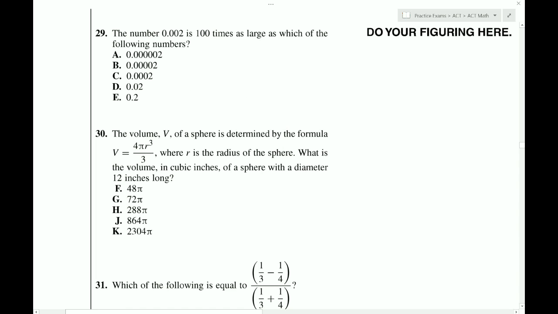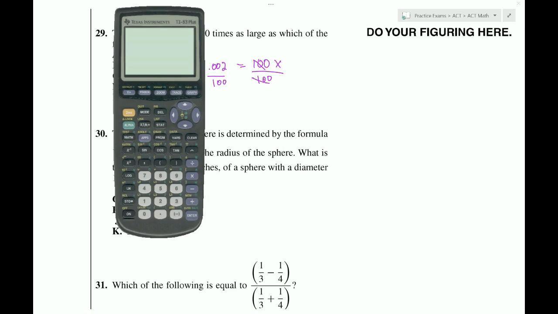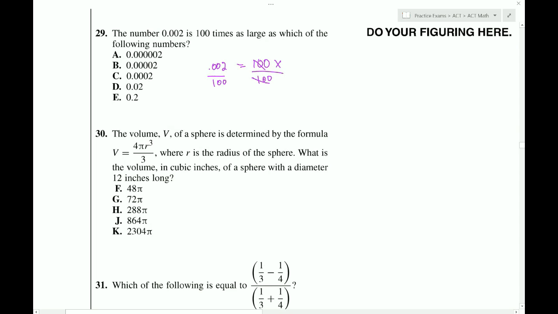Alright, this number, 0.002, is 100 times as large as some number x. Find x. So we divide this by 100, and a calculator can help, or you can just do it by hand if you know what you're doing. Basically this tells you to move the decimal twice to the left. So we need 2 extra zeros in here: 1, 2. So we should have a total of 4 zeros preceding the 2, and that's what this is doing here. You don't have to count the 0 in front of the decimal.